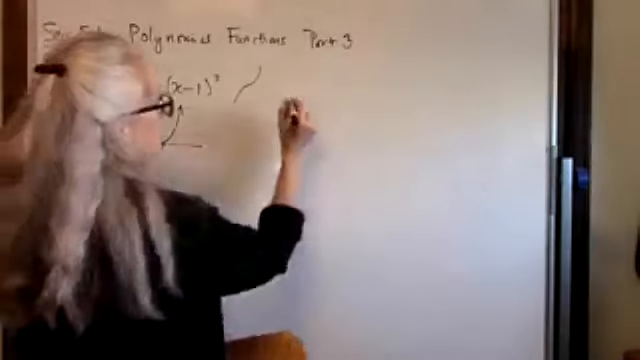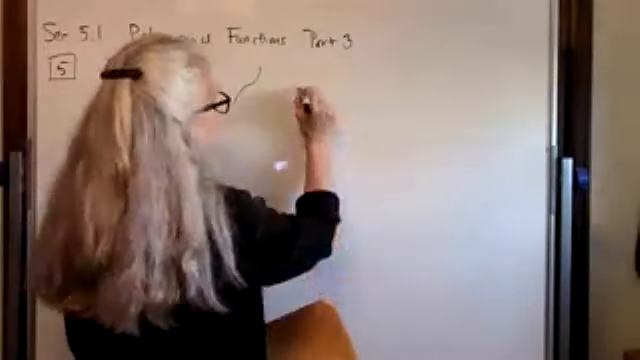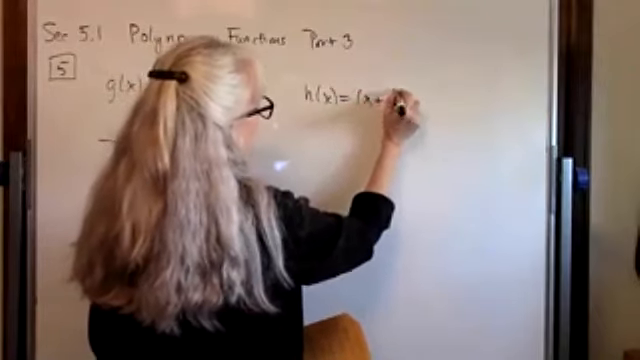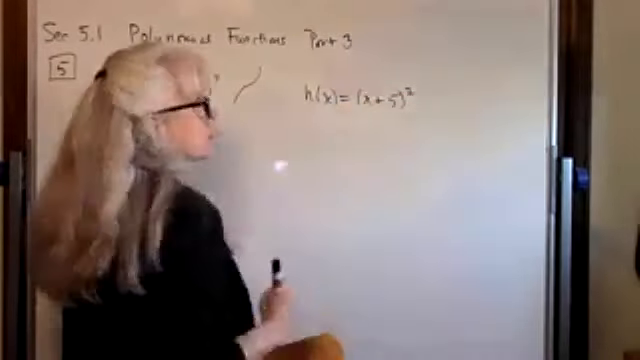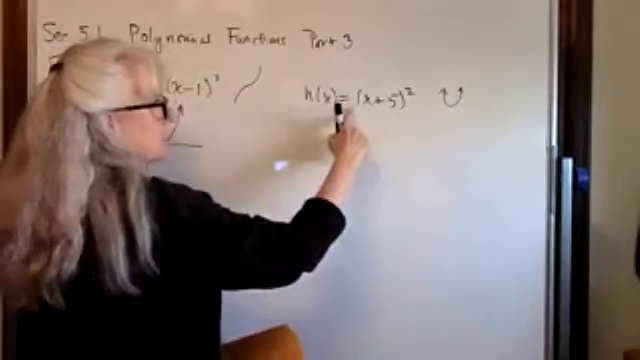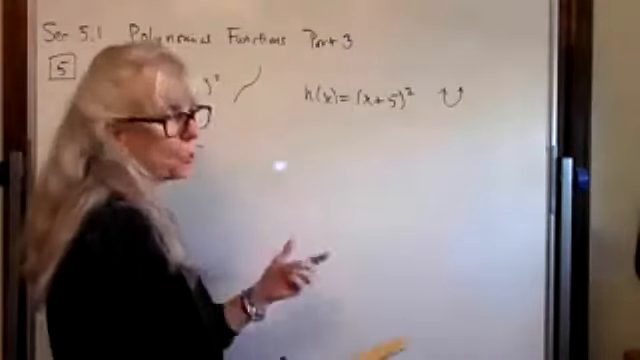They also want us to graph h of x is equal to (x plus 5) quantity squared. That's our friend the parabola. So we know that the graph is going to look like this. It is positive because the leading coefficient is a 1, so we know it's going to open up.